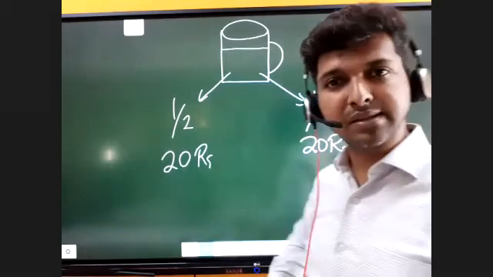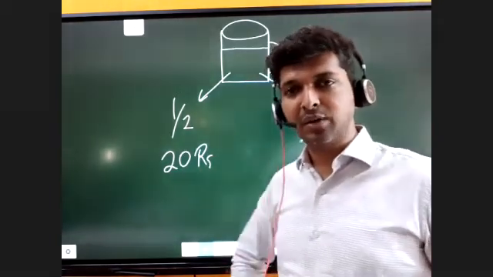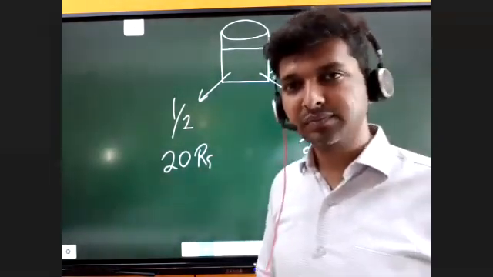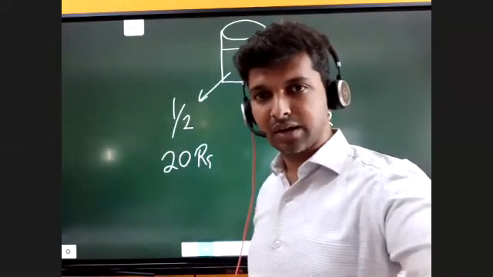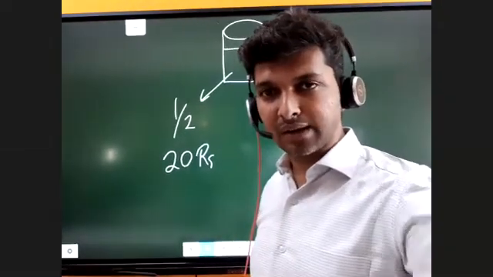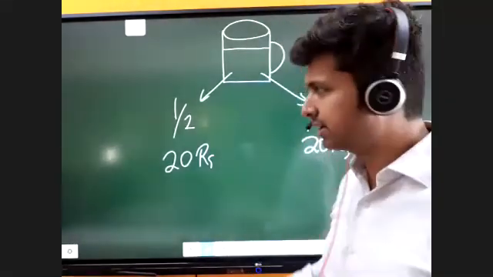Which kind of bond is this? Only Krishita will answer. Which kind of bond is this? Covalent. Yes, covalent. It is a covalent bond. Right, it is a covalent bond.